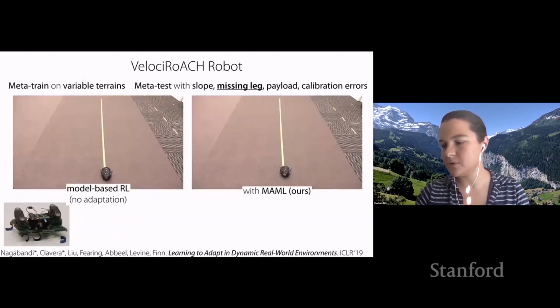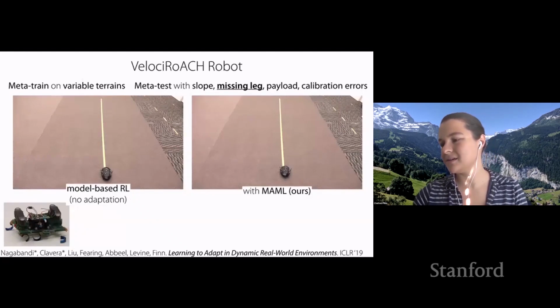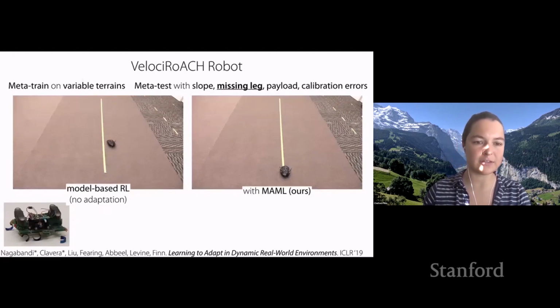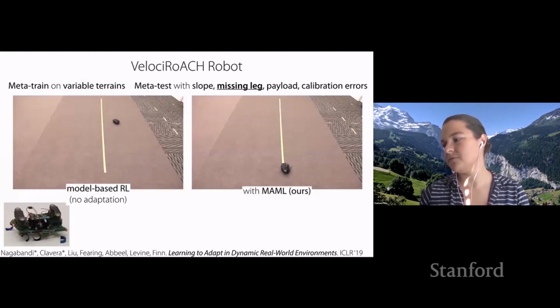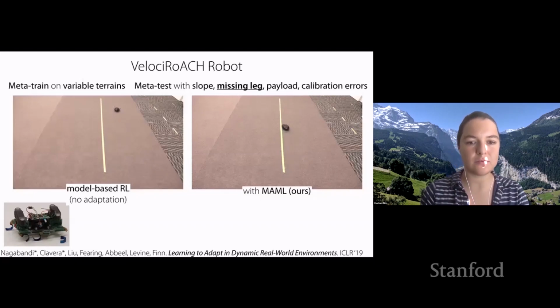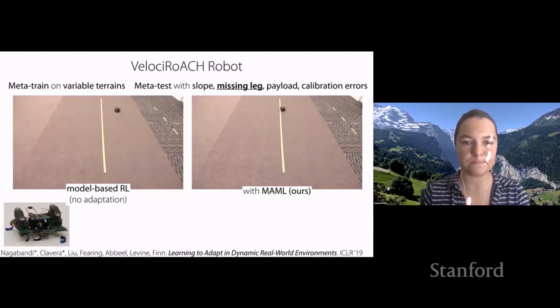One more example: you can take off the front right leg of the robot. Again, the model that was trained across all the different terrains struggles to handle this situation, understandably. But if you adapt your model to the previous windows of time, it can actually adapt to this new condition and walk in a straight line.